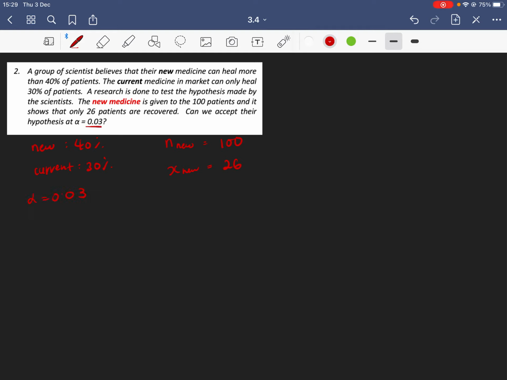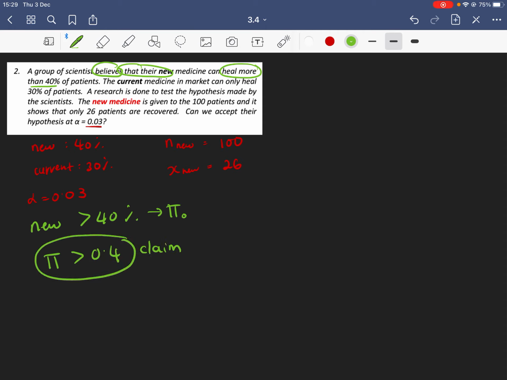So where is the hypothesis? Here: believe that it can heal more than 40%. So it said that the new medicine can heal more than 40%. So 40% is the pi. Pi more than 0.4. This is the claim. So H null and H1: pi more than 0.4 is H1, and pi less than or equal to 0.4 is H null.